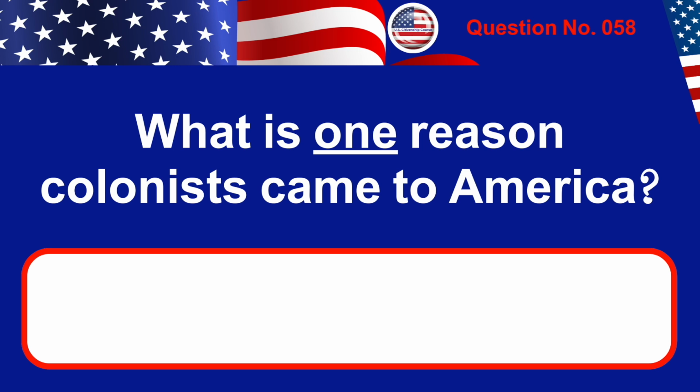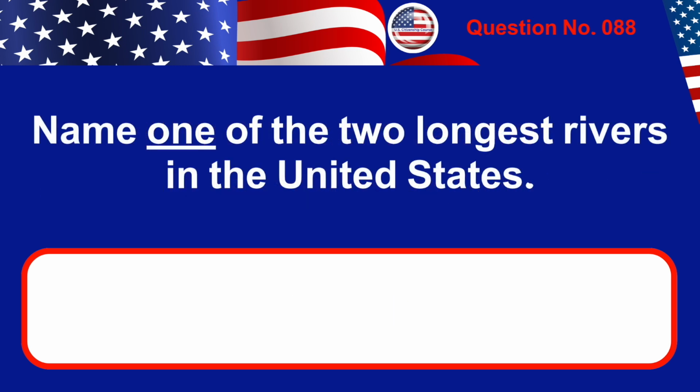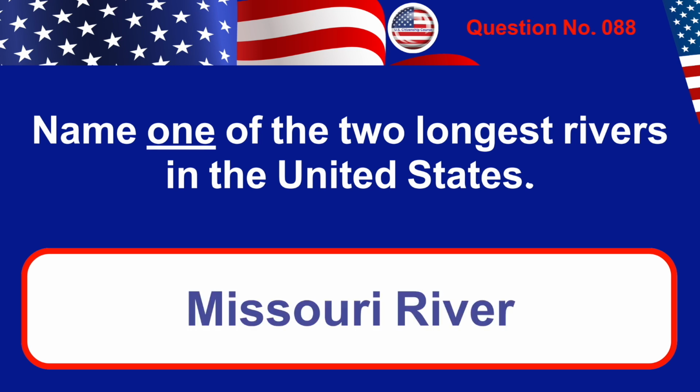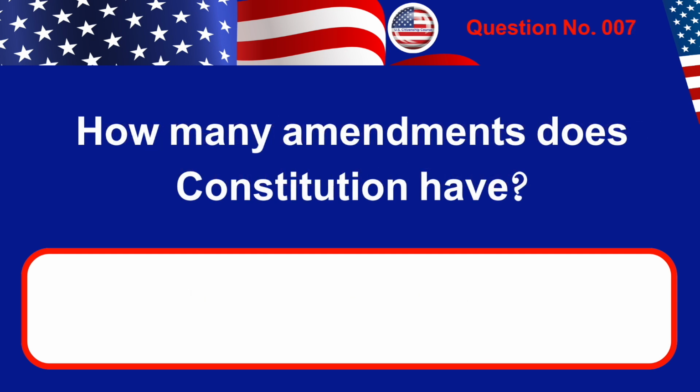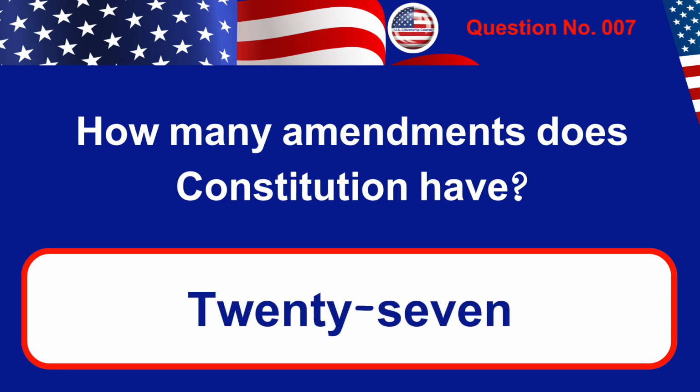What is one reason colonists came to America? Freedom. Name one of the 2 longest rivers in the United States. Missouri River. How many amendments does the Constitution have? 27.